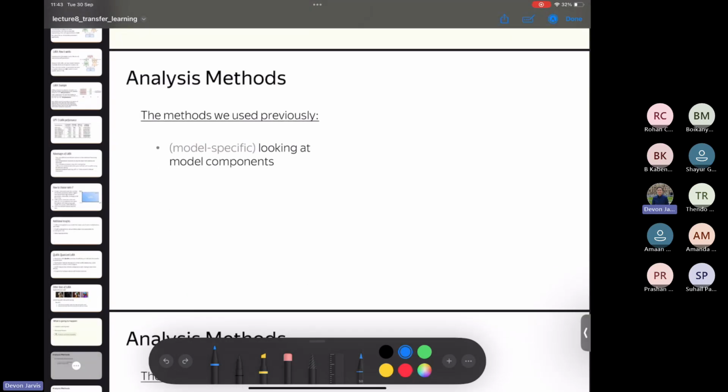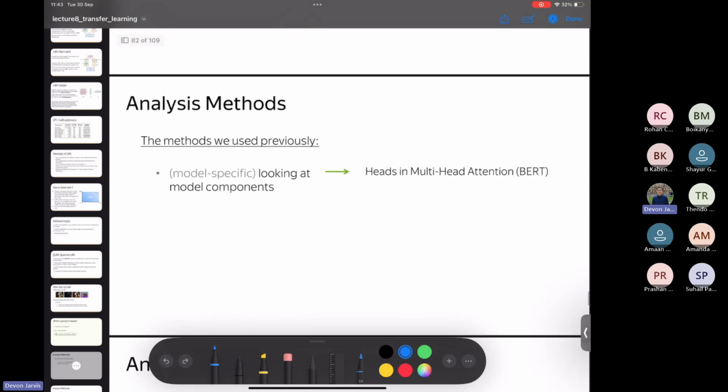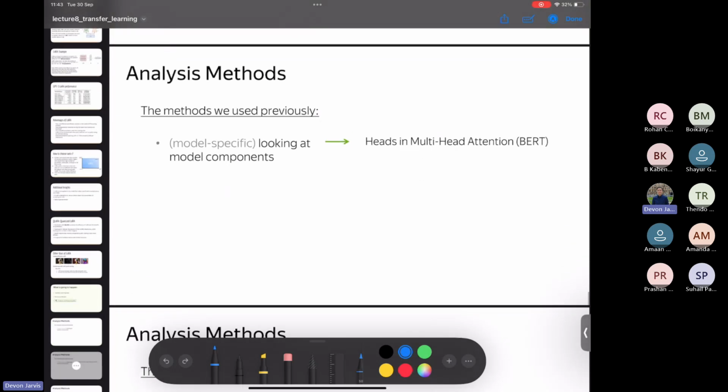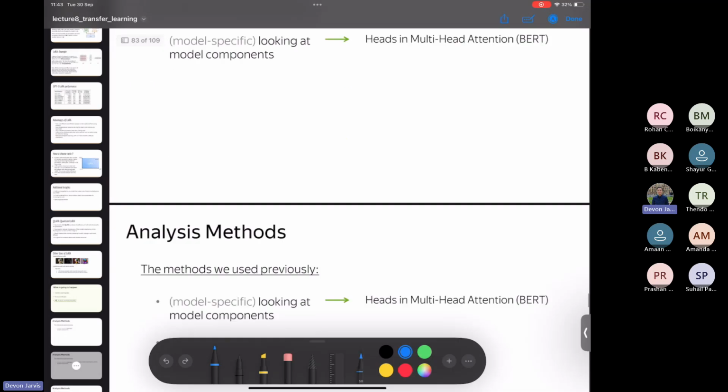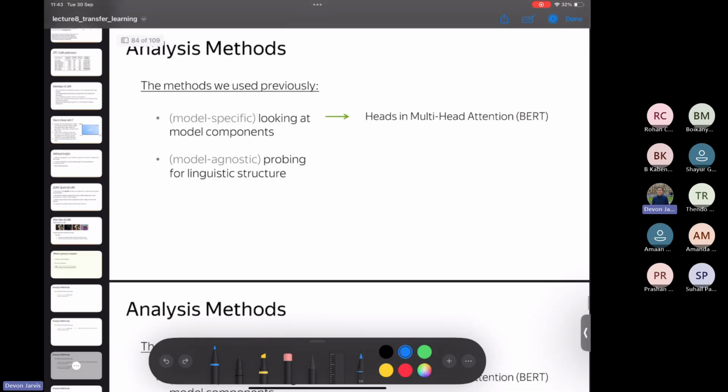All right, and then the somewhat mundane repetition of what we've seen before. How do you analyze these things? Can we determine that pre-training with BERT and things like that is useful? And it turns out yes. So you can do your more model-specific interpretations. You can look at the components of the model. For example, you can look at what the heads of a BERT multi-head attention are doing. You can do the model-agnostic approaches.